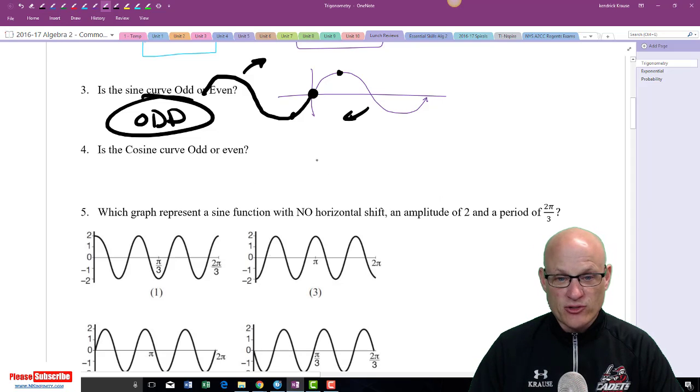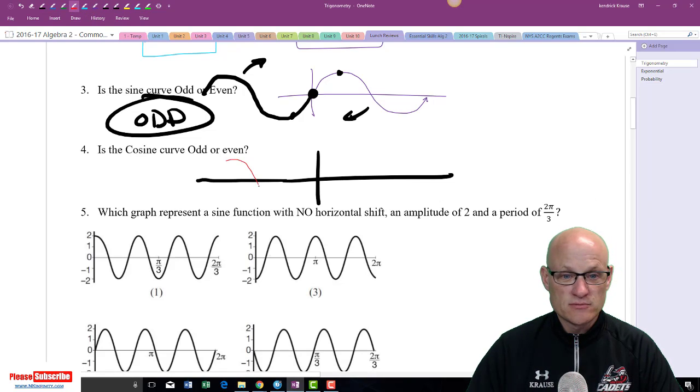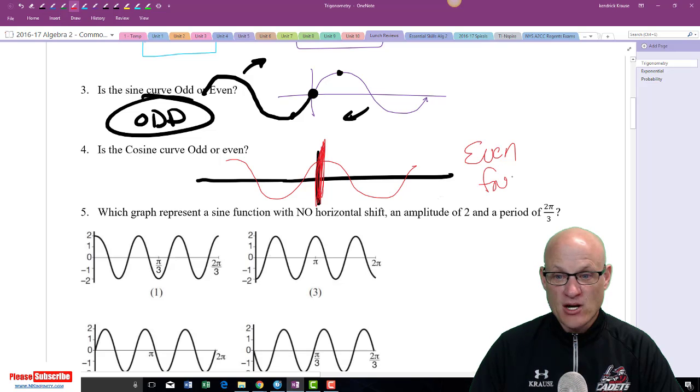An even function, like the cosine curve, if I drew in a cosine curve, it has symmetry with respect to the y-axis. So this would be an even function. All right, just know those, okay?